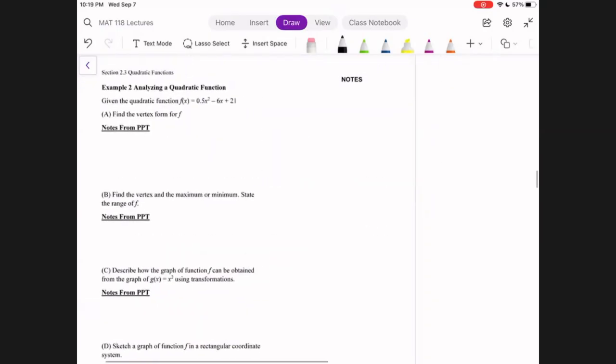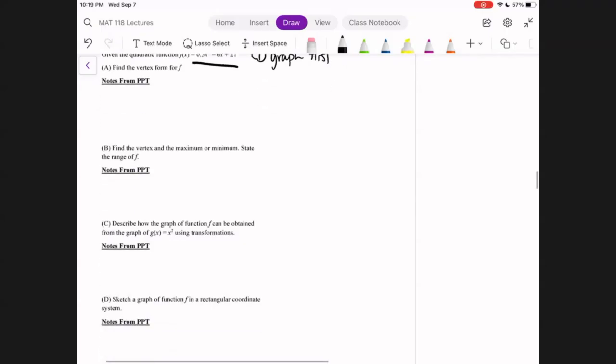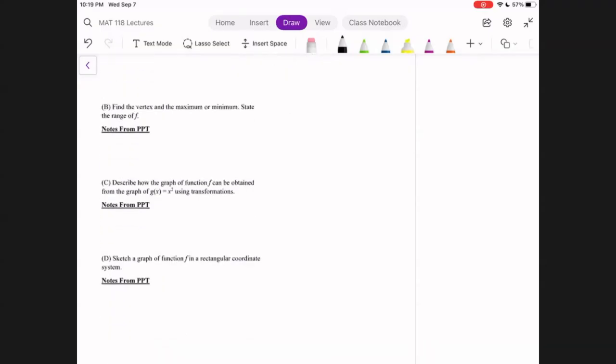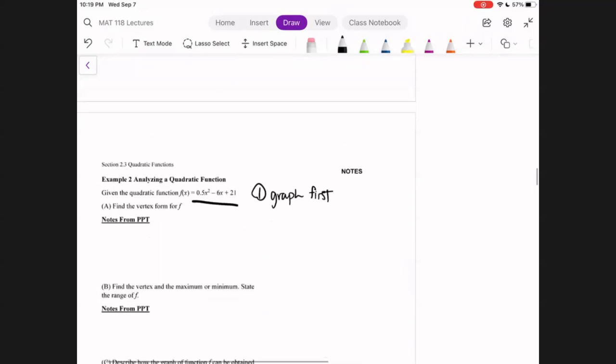So for this next one here, and you will have some questions on your homework, it will give you an equation, either in standard form like this or vertex form, and you have to answer quite a few questions. So I would suggest the first thing that you do is graph the equation. Okay, you can use Desmos, don't worry about that. So graph first. We need the vertex, max or min, describe some transformations that were used, and then sketch.